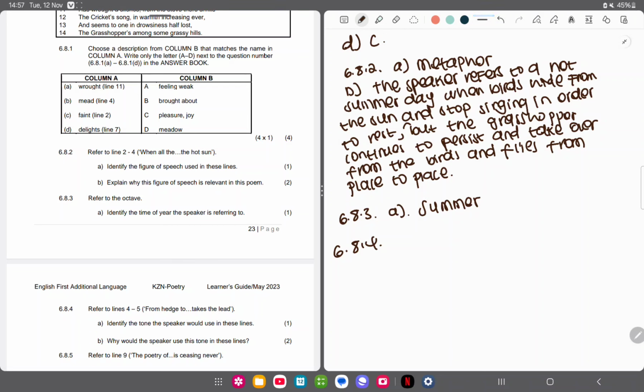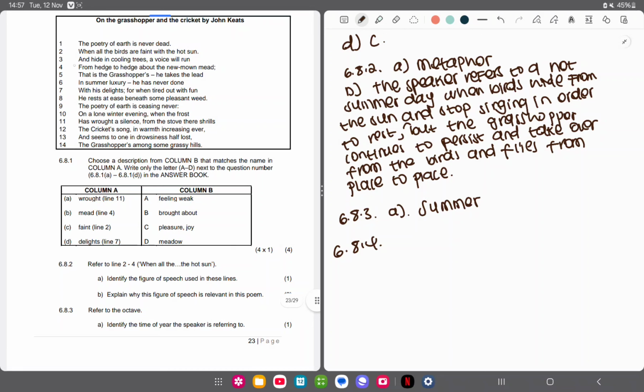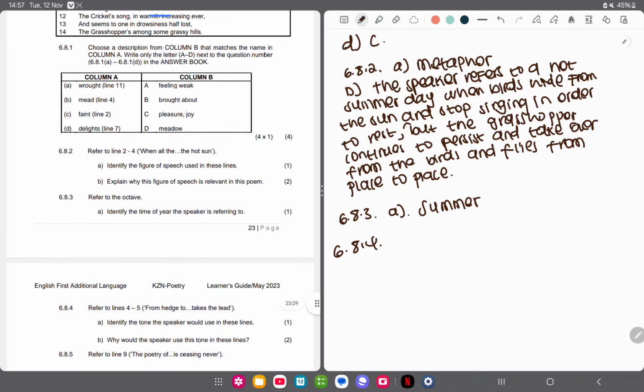6.8.4. This one reads, identify the tone the speaker would use in these lines. And you have to refer to lines 4 to 5. Lines 4 to 5 read, from hedge to hedge about the new moon made. That is the grasshopper's. He takes the lead. Identify the tone the speaker would use in this line. Well, we can say he would use a joyful tone, or you can say delighted, or you could say excited. Okay, this is A.